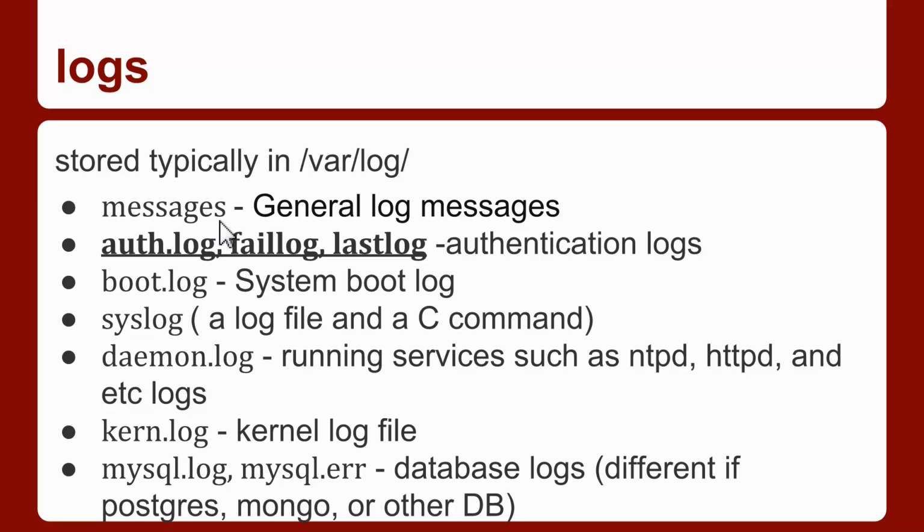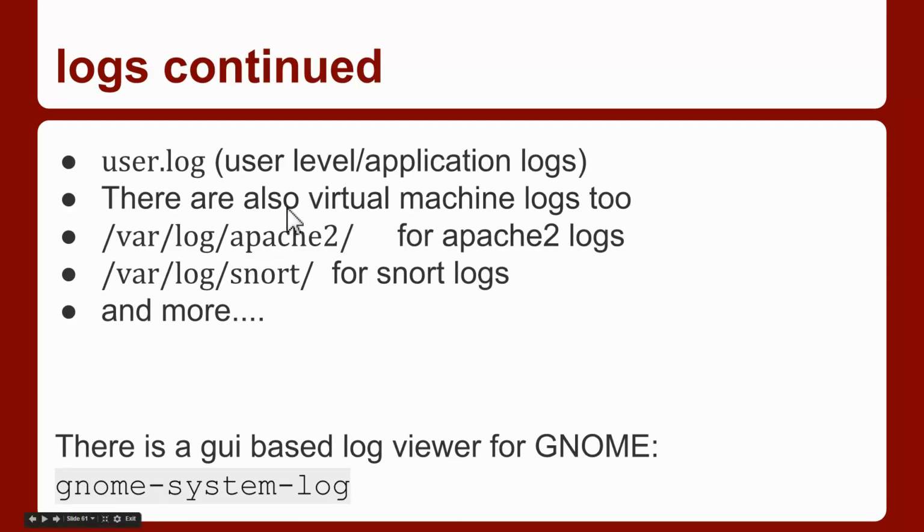and that's just the generic messages. However, ones that are useful for authentication are auth.log, faillog for failed login attempts, and lastlog for last login attempts and activity. The boot log, system log, etc. Usually daemons will have their own logs. For instance, MySQL server and web servers, like Apache 2. And also for intrusion detection, there'll be firewall, Snort, and stuff like that. Virtual machines will have their own logs. And there's, depending on the system, perhaps a GUI-based log viewer for your distribution of Linux and your desktop environment.